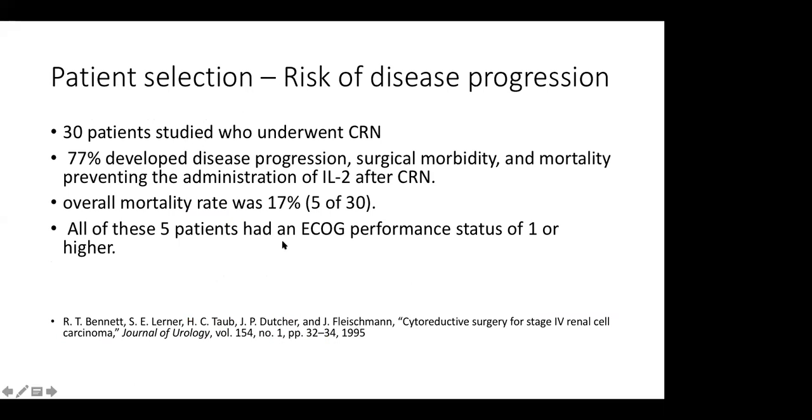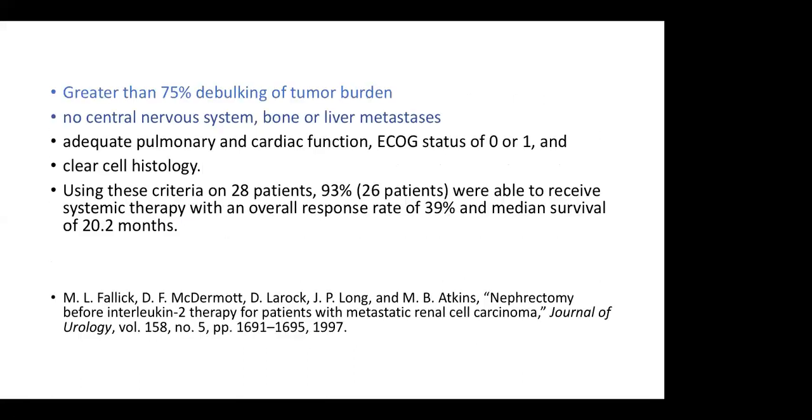So in these patients who had performance status of 1 or higher, 30 patients, 77% developed disease progression, with morbidity and mortality related to surgery, and therefore interleukins were prevented. And overall mortality was 17%. So clearly a bit of a discouraging outcome.